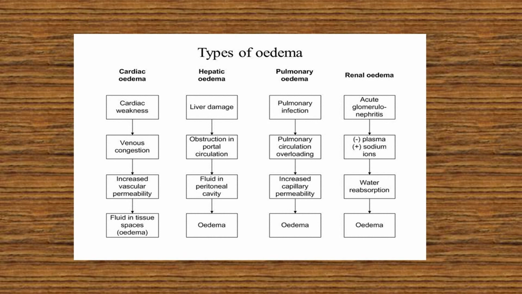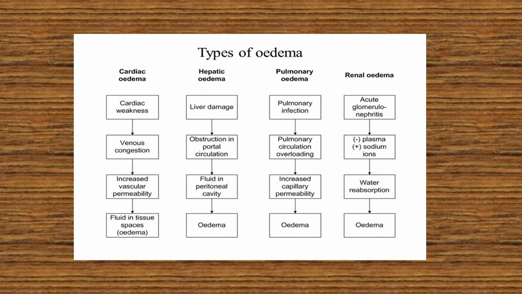The next variety is hepatic edema. It's caused in cases like cirrhosis of the liver, which is an associated condition of hepatic edema. Whenever there is liver damage, it leads to obstruction in the portal circulation. It ultimately leads to fluid in the peritoneal cavity. Fluid gets collected in this peritoneal cavity, ultimately leading to edema.